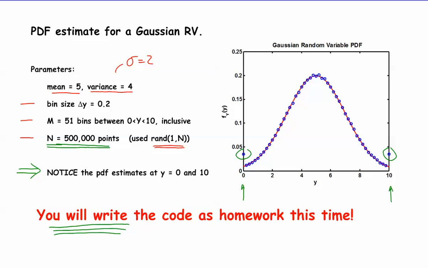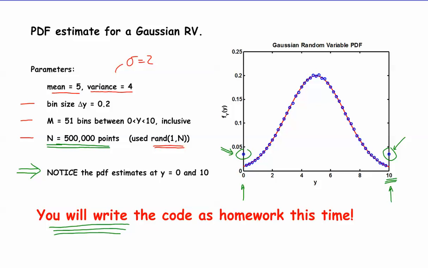So all of the points in y that are above the value 10, they end up being represented in the histogram estimate at y equals 10. Likewise, all of those points in y that are less than 0 end up in the histogram estimate at y equals 0. All right? There's a couple of ways around that.